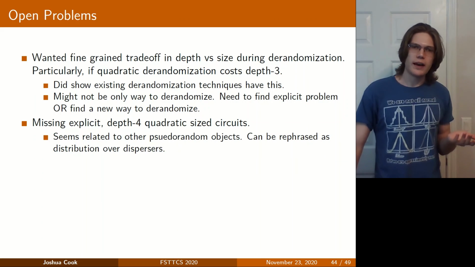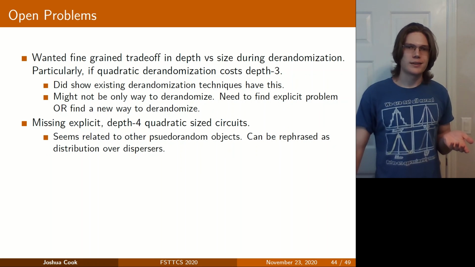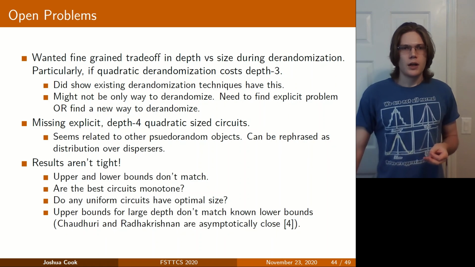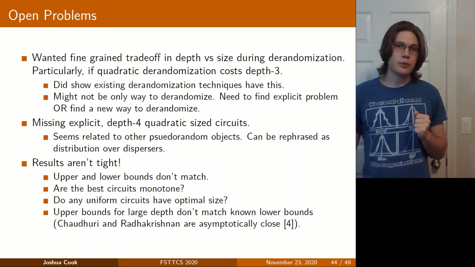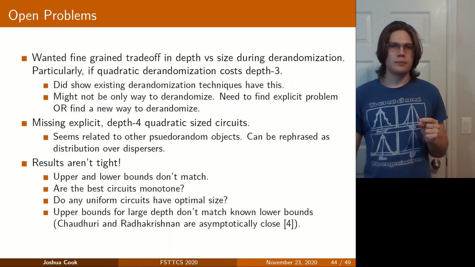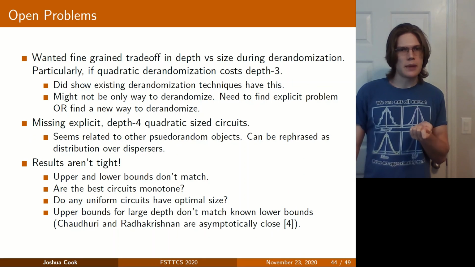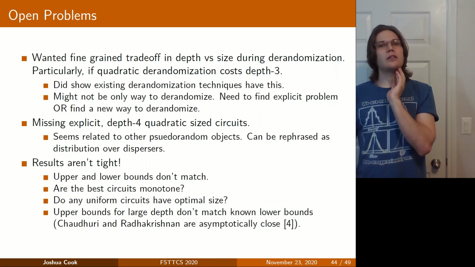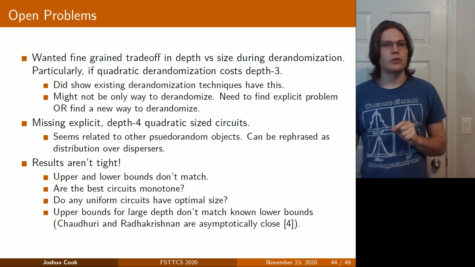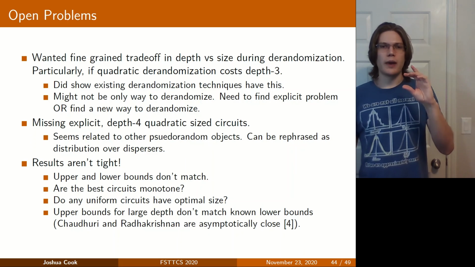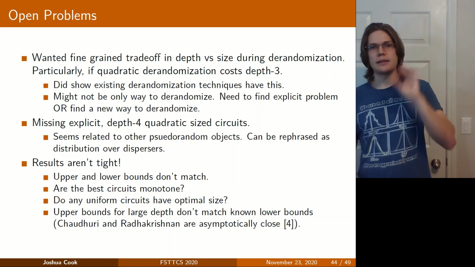We also didn't find explicit depth 4 quadratic size circuits. This seems like it would be related to some other pseudorandom objects, so it would be interesting to study. The results aren't tight; the upper and lower bounds don't match. For the best circuits, we haven't proved that they are monotone, though they seem like they should be. We haven't proven that our optimal size circuits can be uniform, and our asymptotic upper and lower bounds aren't exactly the same for large depth.